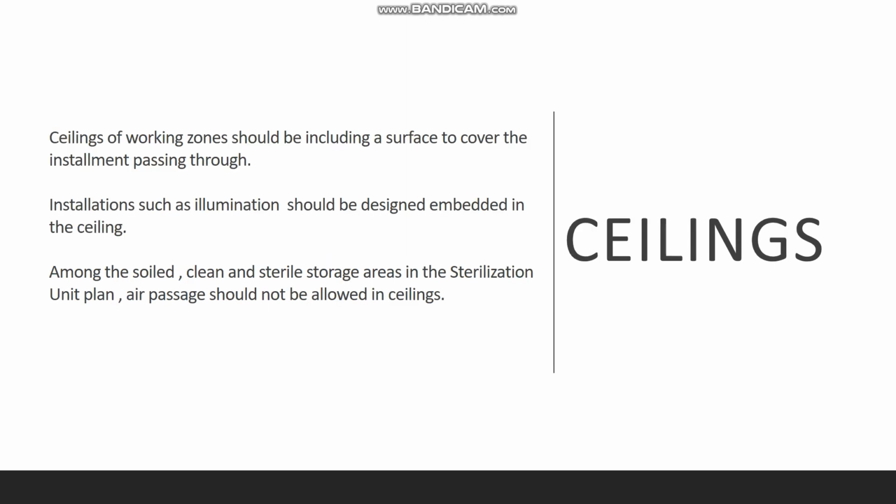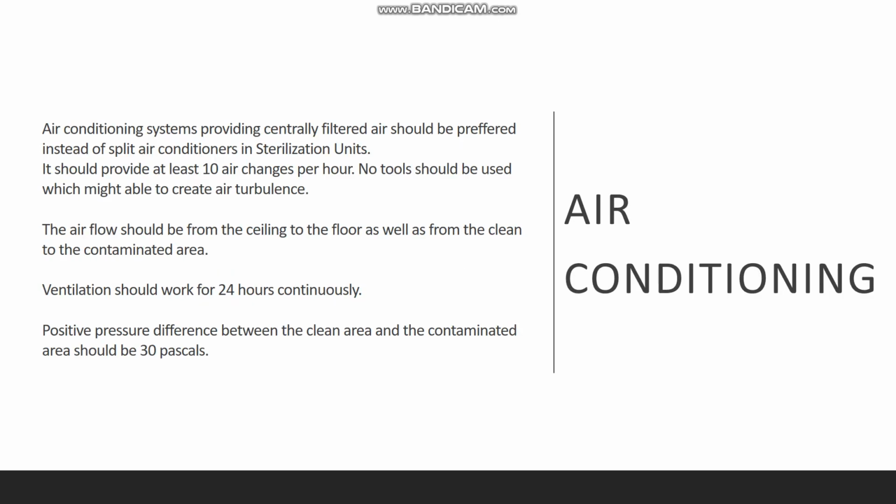Ceilings of working zones should include a surface to cover the installations passing through. Installations such as illumination should be designed embedded in the ceiling. Among the soiled, clean and sterile storage areas in the sterilization unit plan, air passage should not be allowed in ceilings. Air conditioning. Air conditioning systems providing centrally filtered air should be preferred instead of split air conditioners in sterilization units.